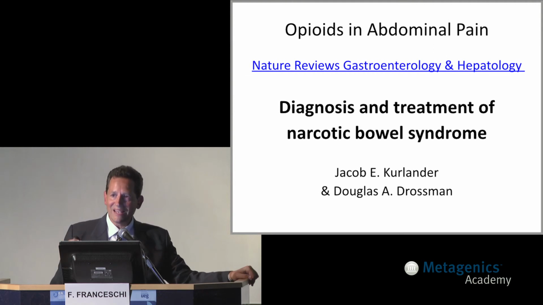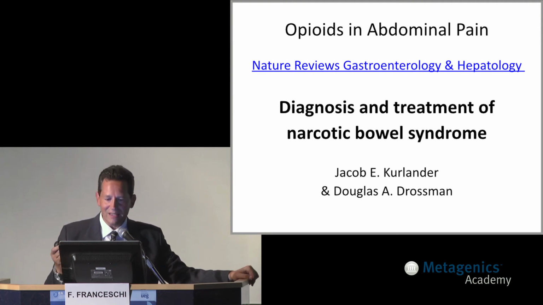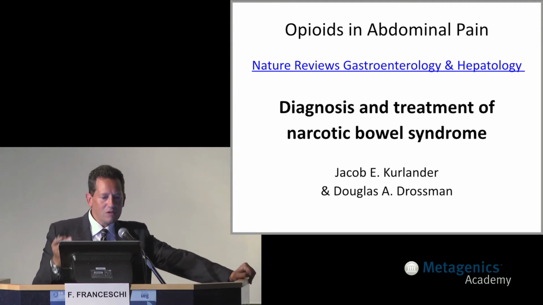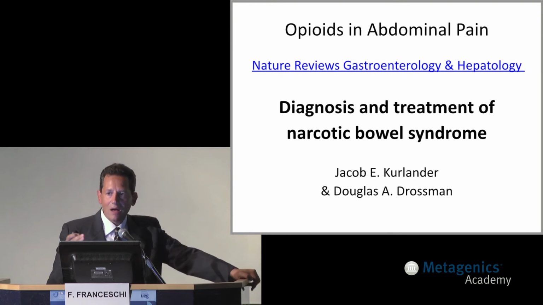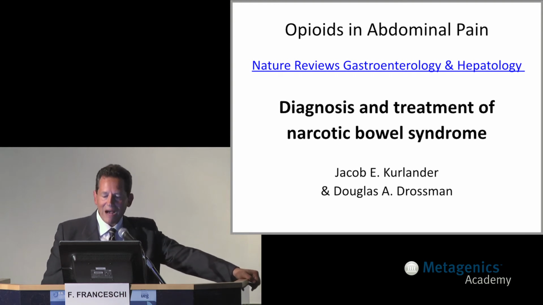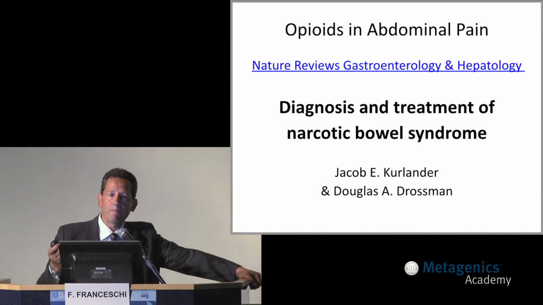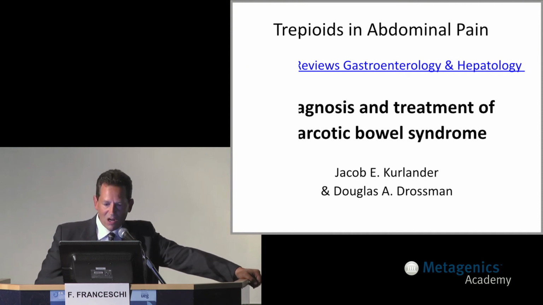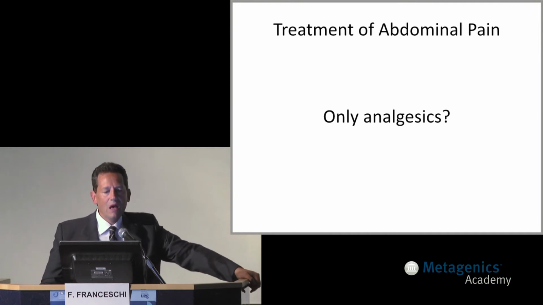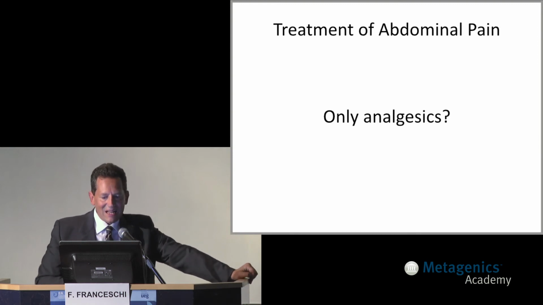Even in acute pancreatitis we can use opioids, but in the long term we have to deal with the narcotic bowel syndrome, which will precipitate SIBO and other conditions. So we have to be very careful. We can use opioids in the acute phase, but we should be very careful in the chronic use. So we can use only analgesics.